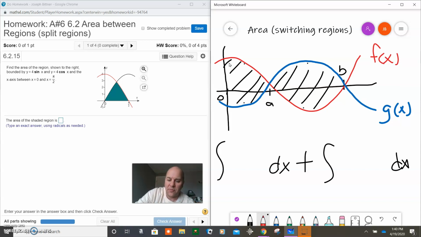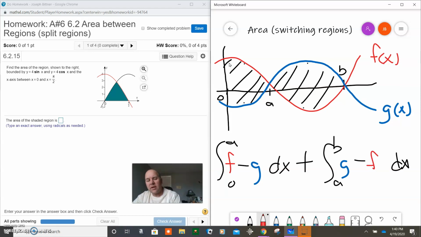So as an example, in the first one, it would be F minus G, and it would be from 0 to A. This one would be from A to B, but then it's going to be G minus F. So a lot of details that you have to pay attention to. Just be careful because the regions switch, and that's really the main focus on this. There are 4 problems. I recommend you do the trig problems by hand because they want the exact answer. But the last couple problems, there's no trig. You don't have to worry about that.